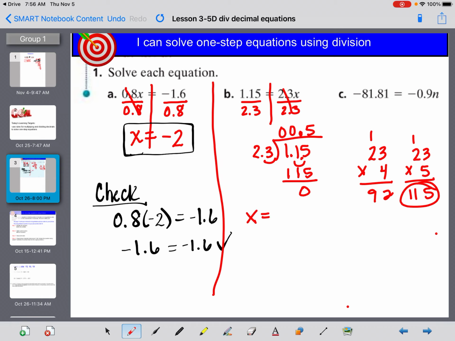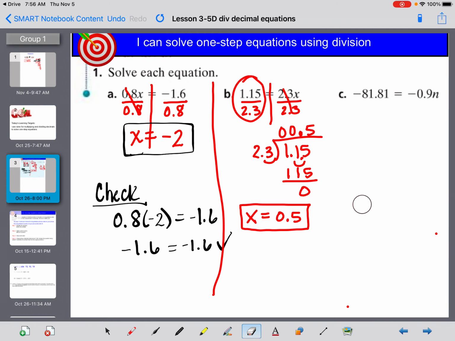Now I need to ask myself, is it positive or negative 5/10? When I look at this original problem, I have 1 1/1500 divided by 2 3/10. Both numbers are positive, and so my answer should also be positive.